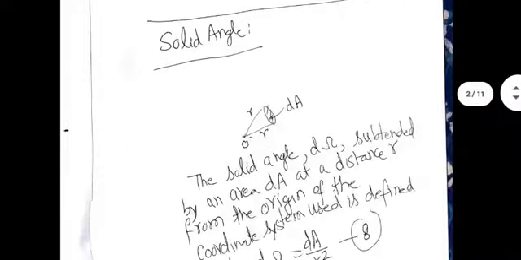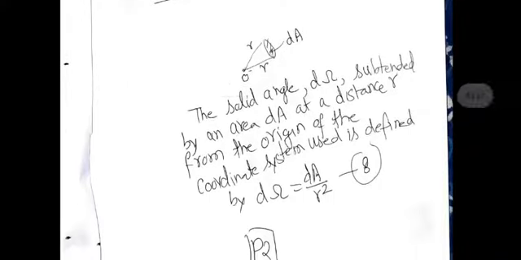Now solid angle. If you have a small area dA and its distance from the origin is small r, then dA divided by r square is known as the solid angle subtended by dA on the origin. The unit is steradian. Instead of radian, we say steradian to distinguish it from 2D angles. Actually, it's a 2D angle, but it is applicable to 3D surfaces. Let's put it this way. It's not a 3D angle even now.